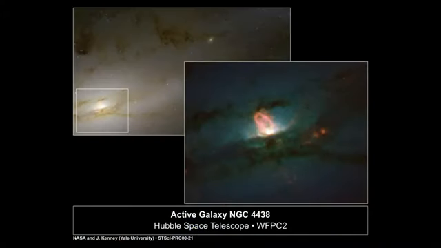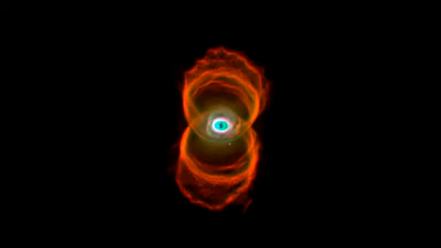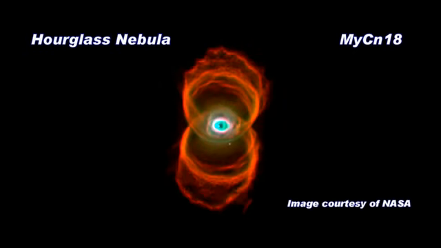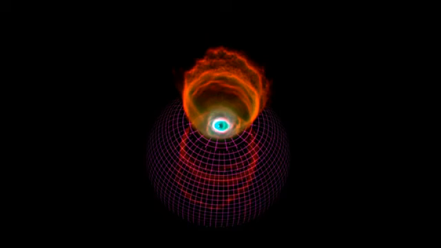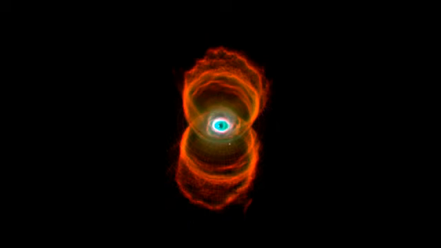Then active galaxy NGC 4438 is shown here with the bubble that it contains. By now, you don't even need me to show you the bowl-shaped magnetic fields that form the infamous Hourglass Nebula. You can even see the confinement dome down inside the Hourglass Nebula.